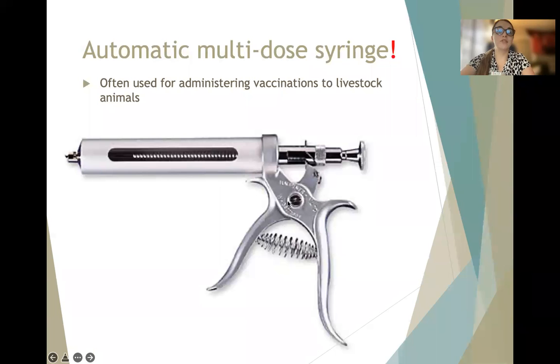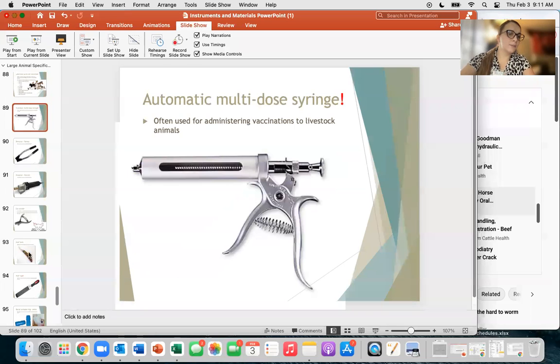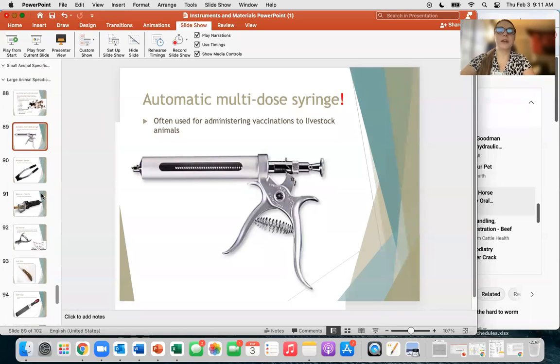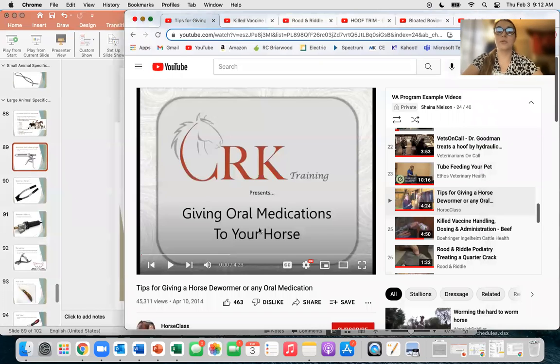So what I want to do is show you a video of how they're going to use this multi-dose syringe. I also noticed that there weren't any tools on here for oral medication, and it's really important, especially when giving oral meds to horses. There's a specific way that we do it. We don't use the pill guns that we use in our small animals, and we do have the balling guns that we'll use in our cattle, but we don't use either of those for our horses. So the first video I'm going to show you is giving an oral medication to a horse and the best way to do it.